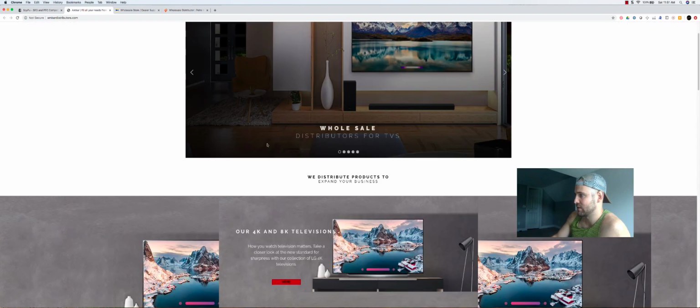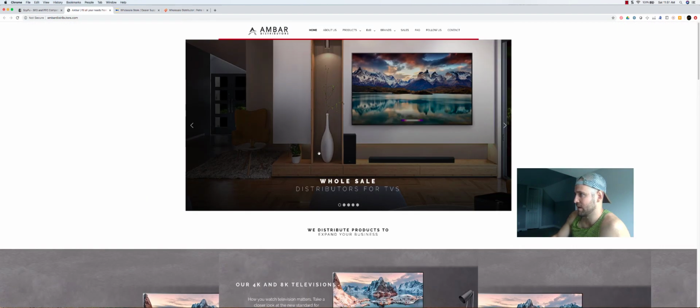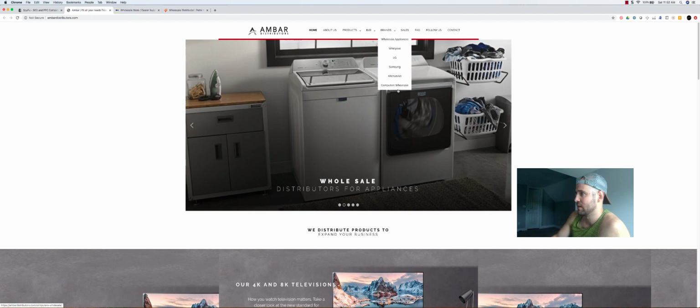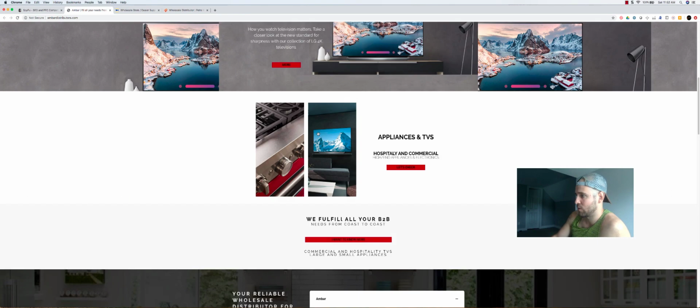So it looks like they're a distributor for TVs and appliances. You can see the brands that they have. They have Whirlpool, LG, Samsung, KitchenAid, and they have computers wholesale. So this could be a really good distributor.